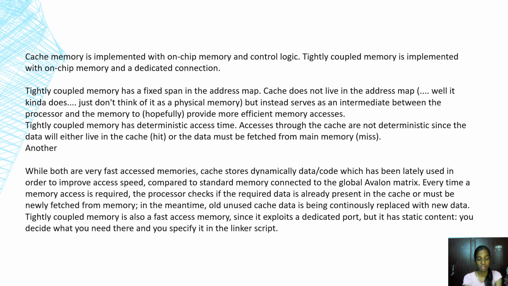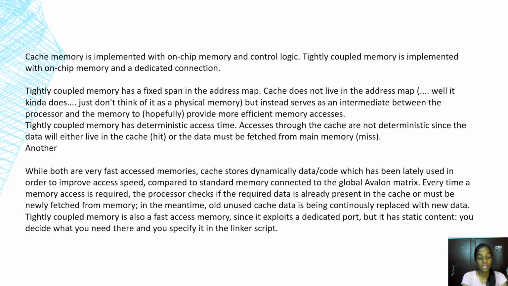Cache memory is implemented with on-chip memory and control logic. Tightly coupled memory is implemented with on-chip memory and dedicated connections. Tightly coupled memory has a fixed span in the address map. Cache does not live in the address map, but instead serves as an intermediary between the processor and the memory to provide more efficient memory access. Tightly coupled memory has deterministic access time. Accesses through the cache are not deterministic, since the data will either live in the cache or must be fetched from the main memory or another level.